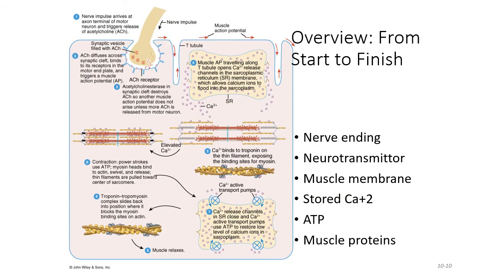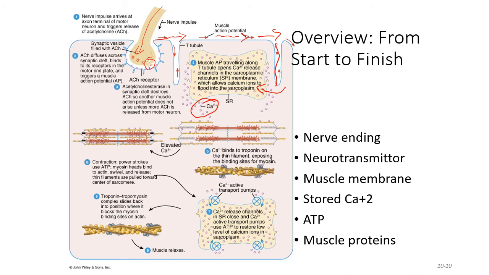So just a quick overview from the beginning to the end. We have our action potential coming down our neuron. From there, that causes the release of acetylcholine onto the receptors. Sodium rushes into the cell. That action potential travels across the sarcolemma, down the T tubules to our sarcoplasmic reticulum, where we have our terminal cisterns. Those terminal cisterns then release calcium that floods the inside of the cell.